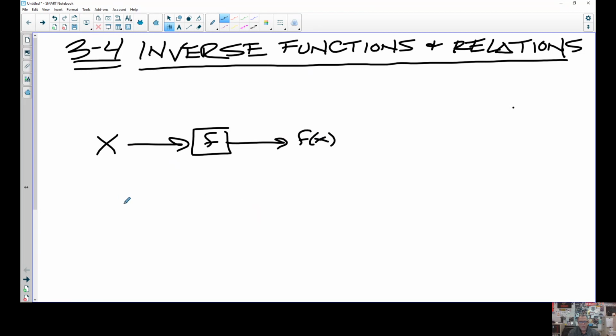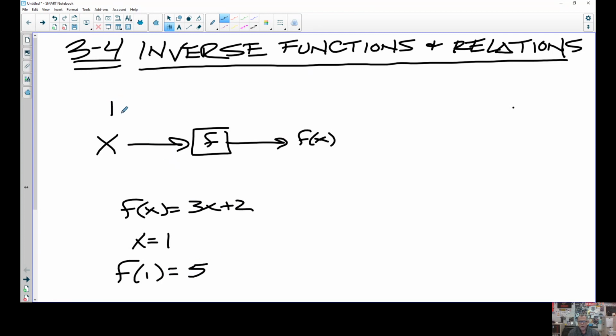So for example, if I had the function f of x equals just something basic, 3x plus 2, and I put x equal to 1, then f of 1 is 3 times 1 plus 2, that's 5. So what that's saying is I take 1, I put it into my function f, and it comes out as 5.